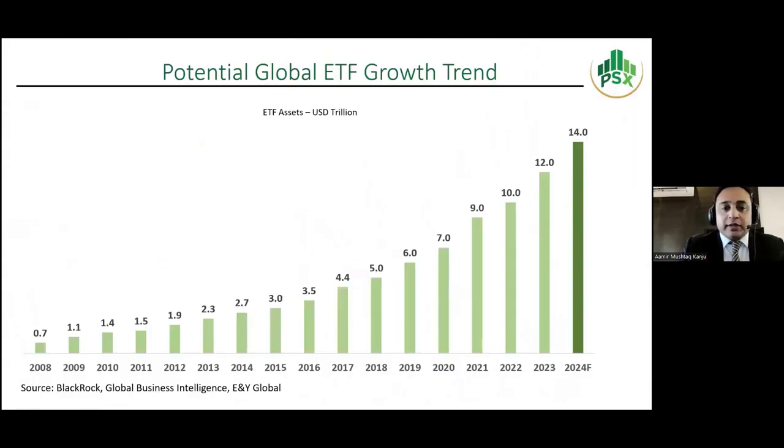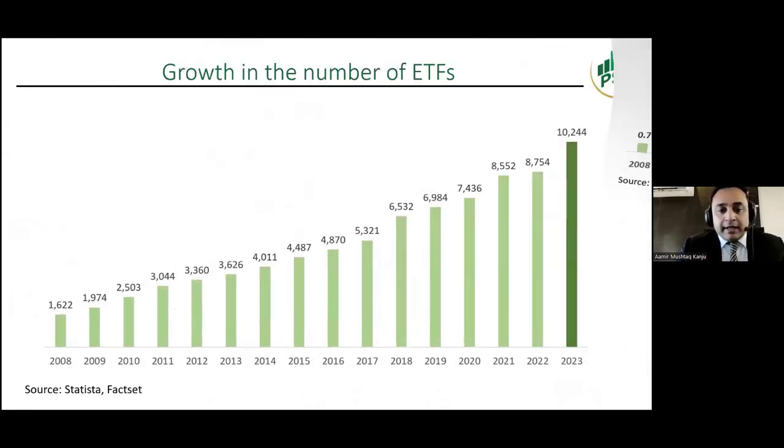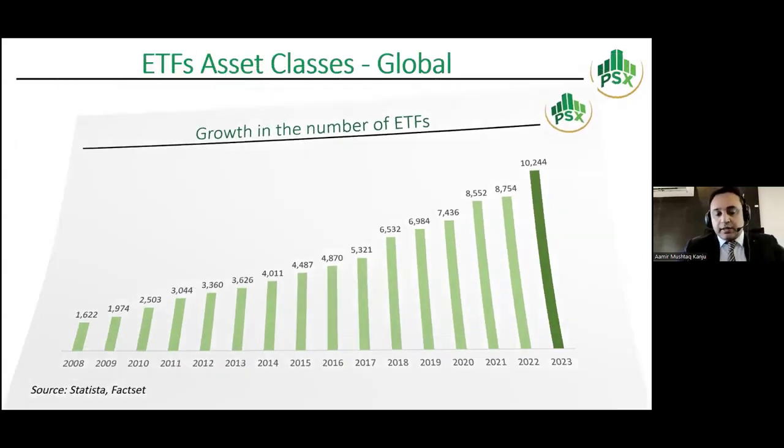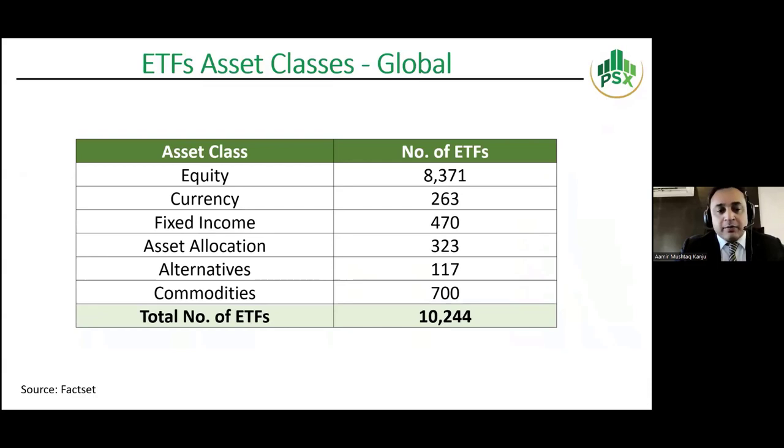In terms of growth in assets under management, as the chart displays, in 2008 we had around 0.7 trillion US dollars under ETF fund management. But as of 2024, this fund size has increased to somewhere around 14 trillion US dollars. This shows how popular the ETF product is in the international market. In terms of the number of ETFs, as of 2008 there were around 1,600 ETFs in the global market. However, as of 2023, there are around 10,000 plus ETFs available in the global market. This again shows the popularity of this asset class in the international market.